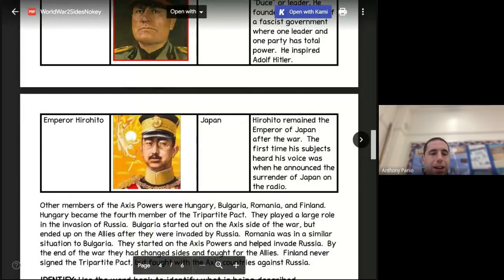Emperor Hirohito. Now, Japan's confusing because Japan is a fascist country, but they don't have like a central leader necessarily. They have Emperor Hirohito. I just want to get the guy's name correctly.